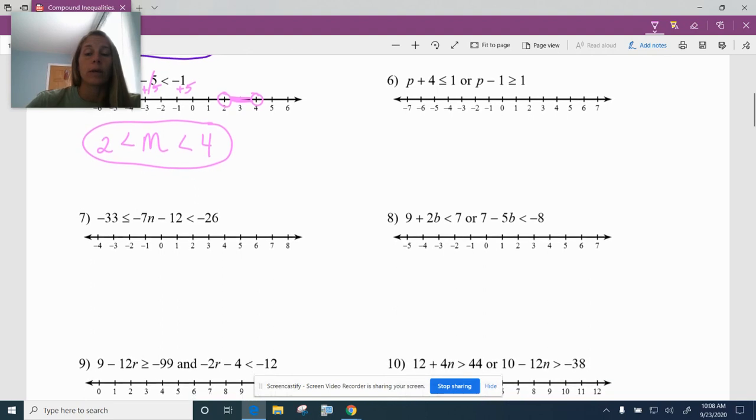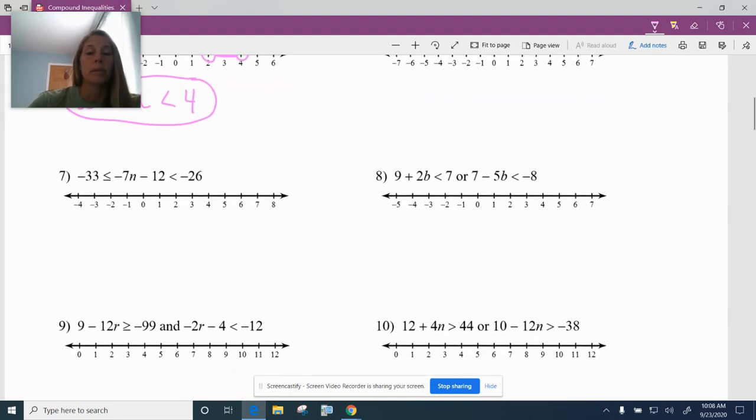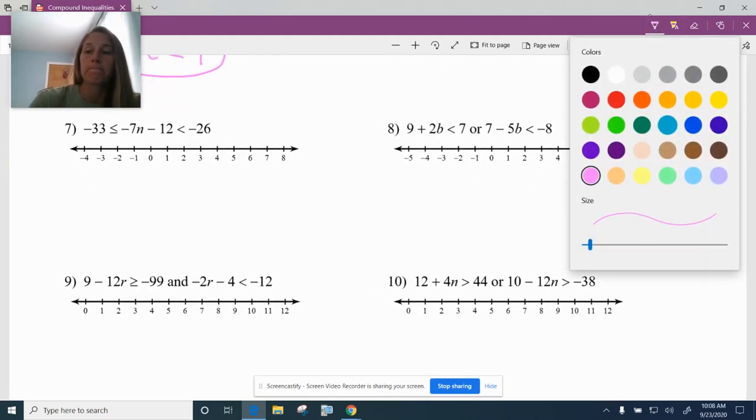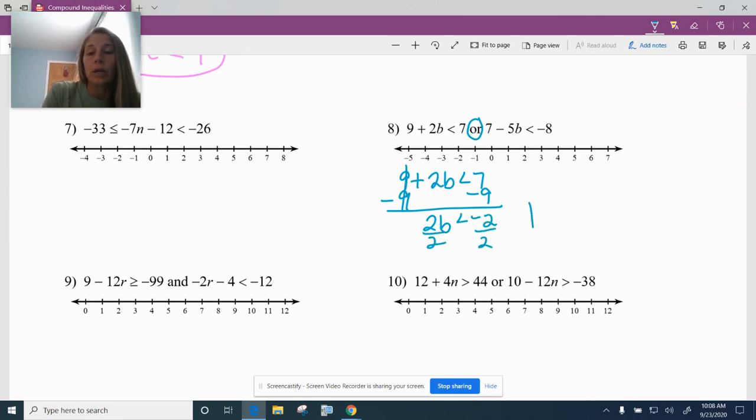All right, so I'm going to try to just skip down a little bit. So I'm going to go to, let's go to number 8. All right, so if I go to number 8, I have an or here, so I'm going to treat this as 2 separate problems. So the first one, the 9 plus 2b is less than 7, getting that b by itself. So subtracting 9, this gives me a negative 2, dividing by 2. So b is less than negative 1.